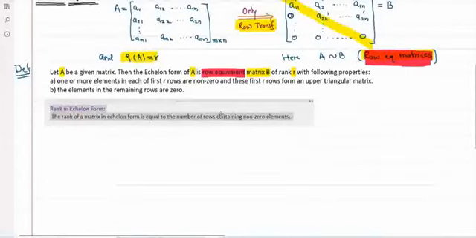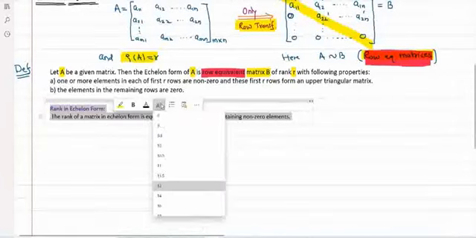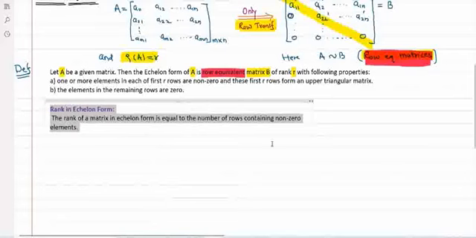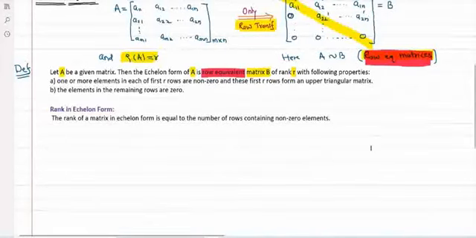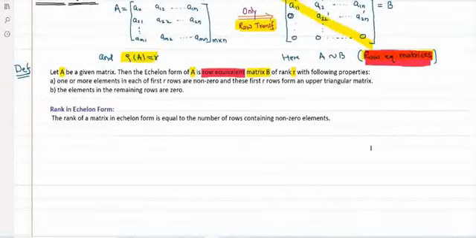So after reducing this matrix to the echelon form, the rank of the matrix is nothing but the number of non-zero rows present in that matrix. You can read this: the rank of a matrix in the echelon form is equal to the number of rows containing a non-zero element. In other words, the number of non-zero rows in the echelon form is nothing but the rank of a matrix. So for example, I will write one particular matrix.